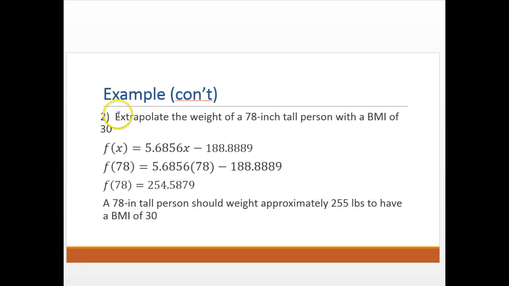Next part was to extrapolate the weight of a 78-inch tall person with a BMI of 30. 78 is a measure of height. That's our x variable, so we simply take the function we were given, which was f of x is 5.6856x minus 188.8889. We plug in 78 for x, and we're going to get 254.5879. Please understand when you do these, you want to use the long decimal forms in each of these, and then when you get to the very end is where you will round. So when we interpret this, this means that a 78-inch tall person should weigh approximately 255 pounds to have a BMI of 30.